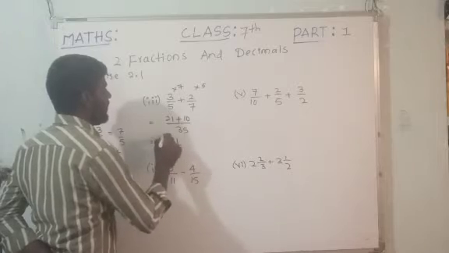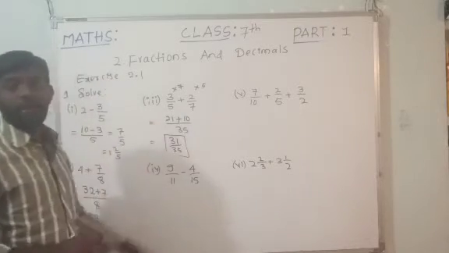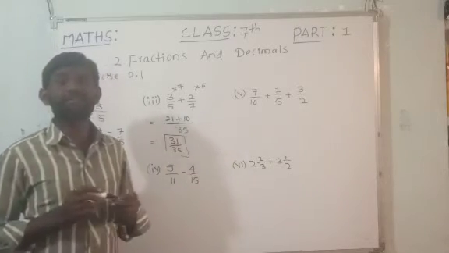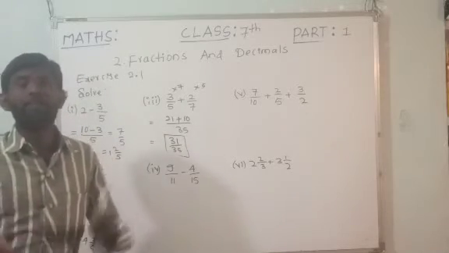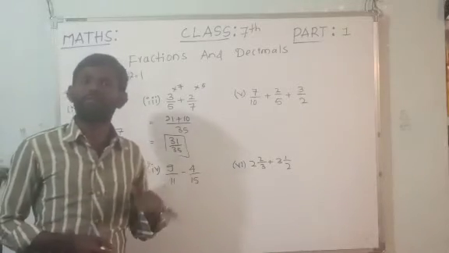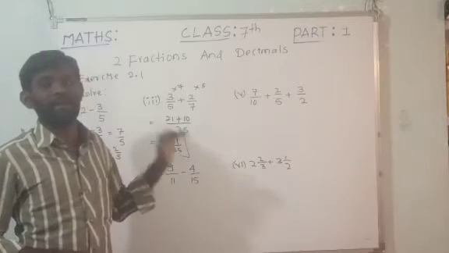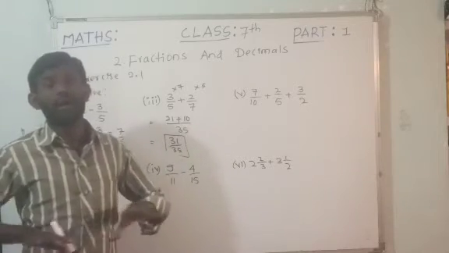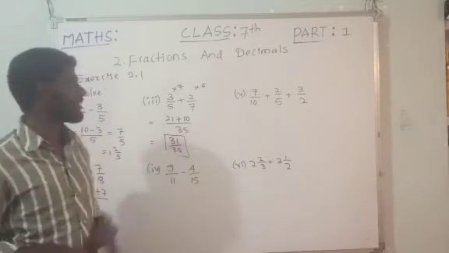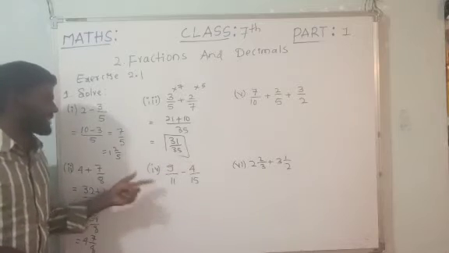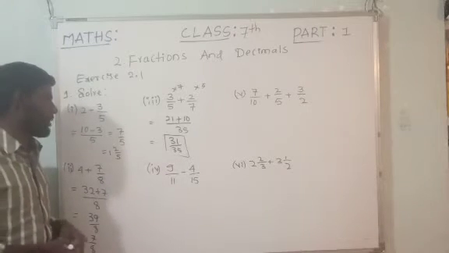You can't do anything more because this is the final answer. If the given fraction is improper, then we can convert it into a mixed fraction. But this 31 by 35 is a proper fraction. We can't do anything, keep it as this. Okay dear children, let us see the next problem, the fourth problem.